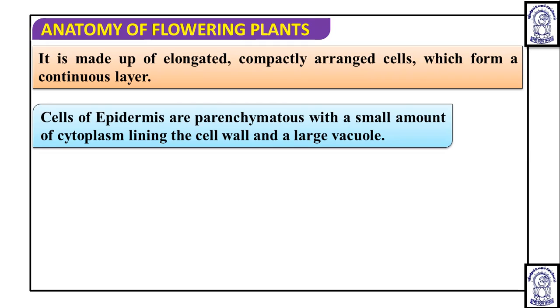cytoplasm lining the cell wall, and they have a large vacuole. One of the important points: how are these epidermal cells made? They are made of elongated cells, but they are closely packed, meaning intercellular spaces are not present. But within one cell, you will find a large vacuole. Suppose this is a cell, then it has a large vacuole. And when there is a large vacuole, the cytoplasm is going to be peripheral.